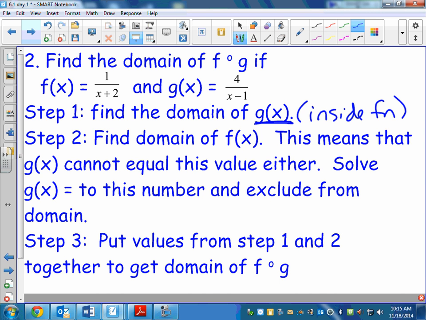Notice I picked rational functions, because if I would have picked really nice functions like x squared and x cubed, what's the domain of x squared? All real numbers. What's the domain of x cubed? So what would the domain of f of g be? All real numbers, right? Those are super great. If the domain's all real numbers, then the domain of f of g is all real numbers, which means they're going to give you ones where the domain is not all real numbers, so that you have to do these awesome steps, okay?